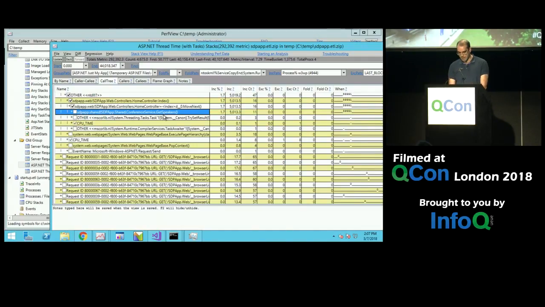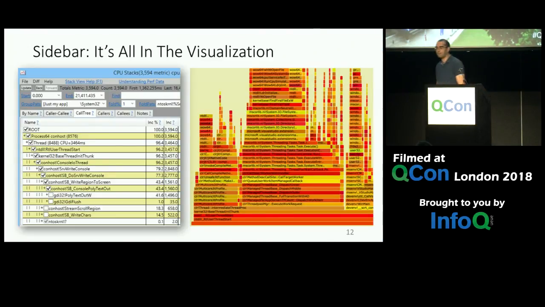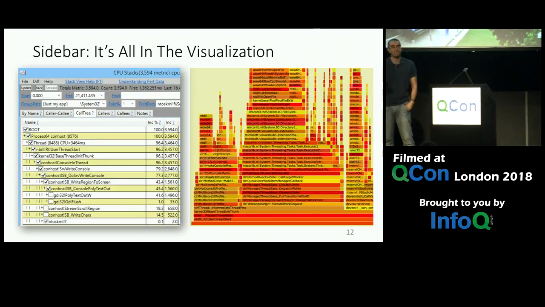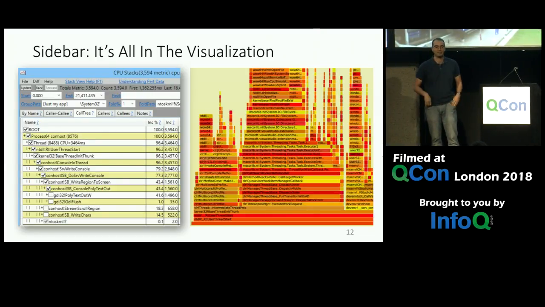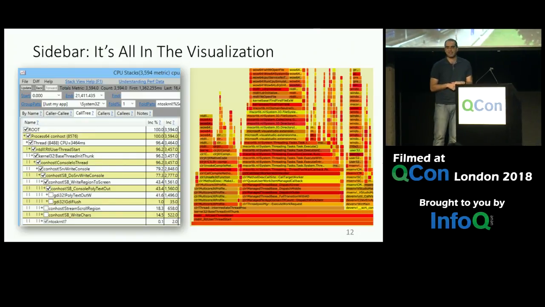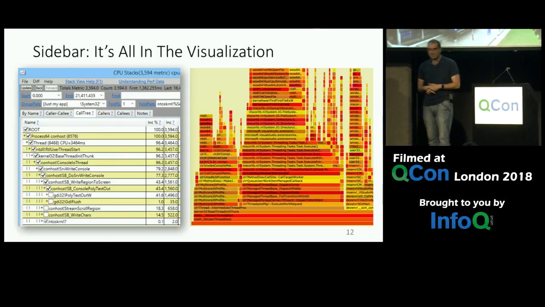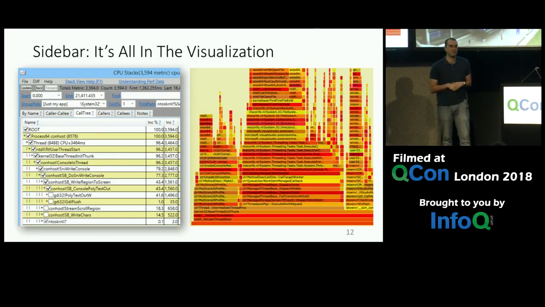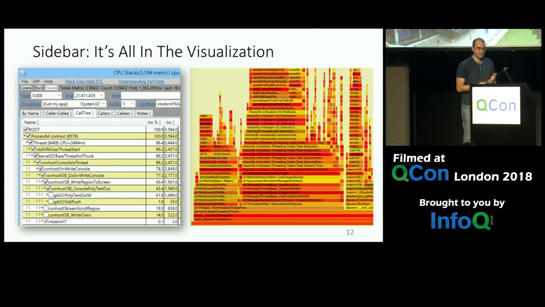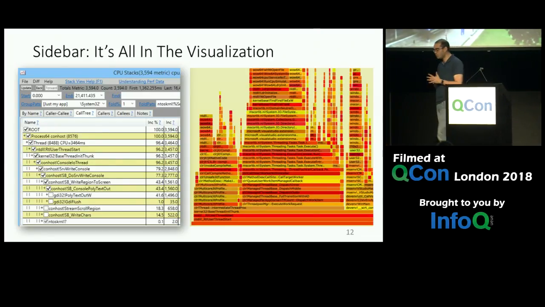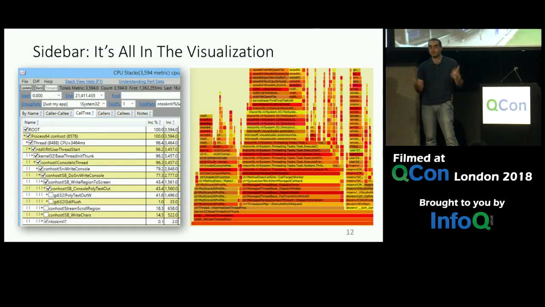So I'm going to go back to the slides for a moment. The whole tree that you were looking at, the alternating white and yellow lines and the checkboxes and everything, it's debatable if this is the best way to visualize stack traces. So PerfView just recently got flame graph support as well.